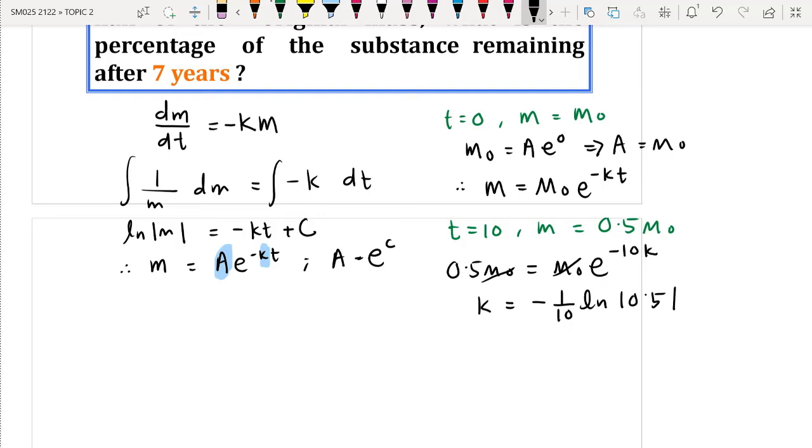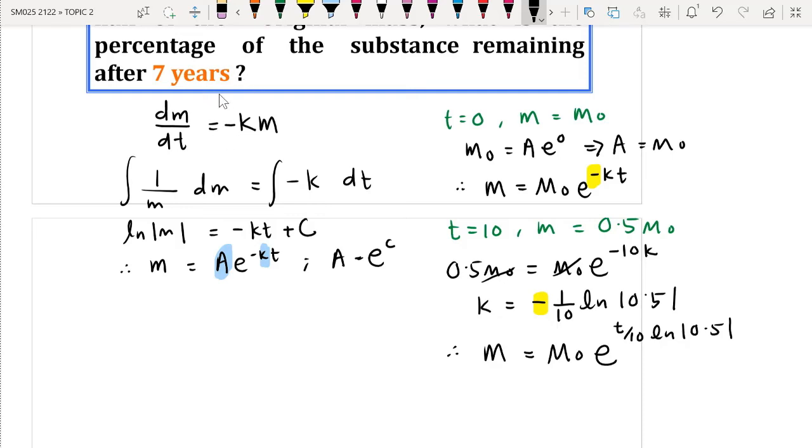Okay, substitute this into the equation. So now our latest equation for mass would be M equal to M0 e to the power of negative, here. Alright, I highlight it. Negative and negative can be cancelled out, times by t. So we would have t over 10 ln 0.5, and that would be our mass equation in time t.